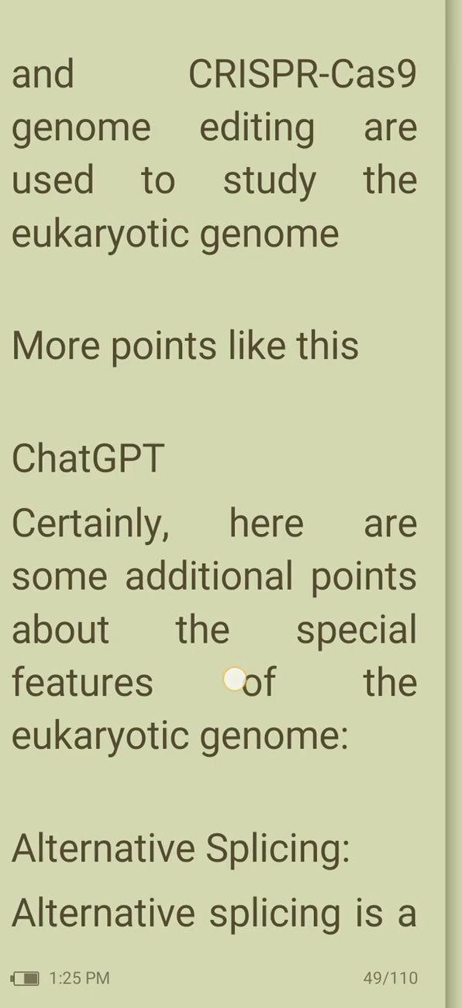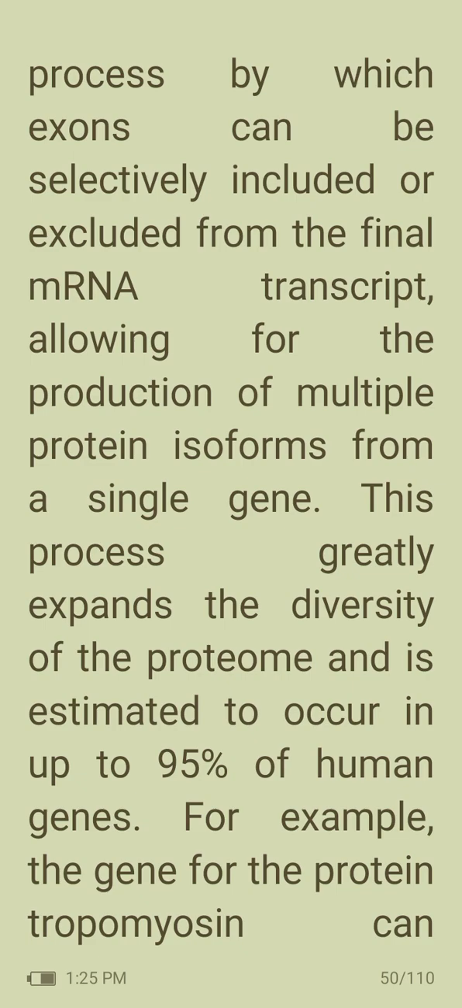Alternative splicing. Alternative splicing is a process by which exons can be selectively included or excluded from the final mRNA transcript, allowing for the production of multiple protein isoforms from a single gene. This process greatly expands the diversity of the proteome and is estimated to occur in up to 95% of human genes.